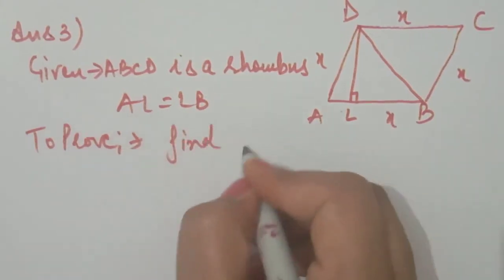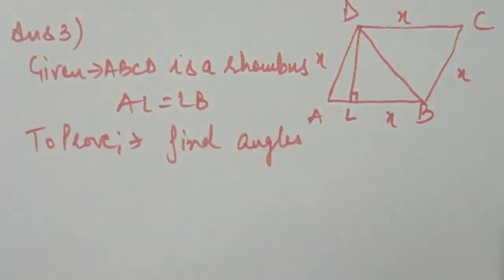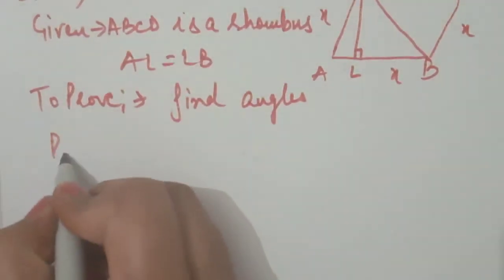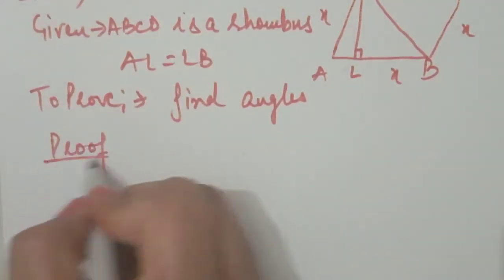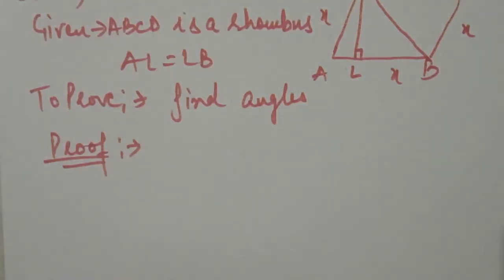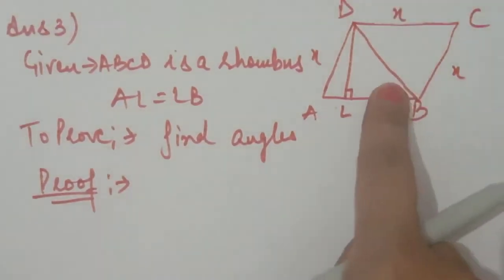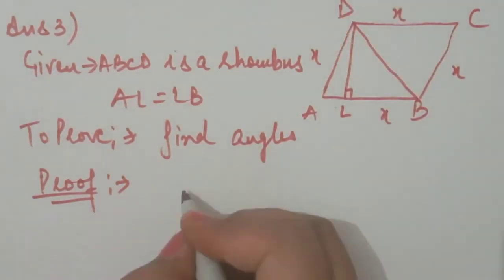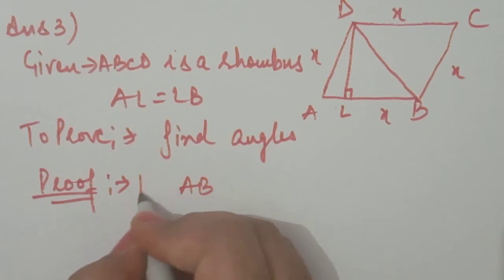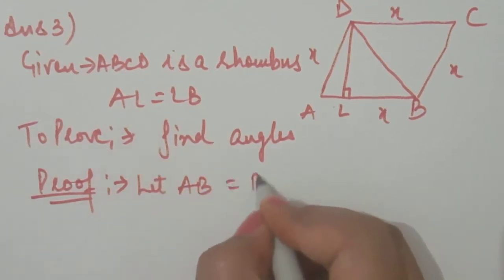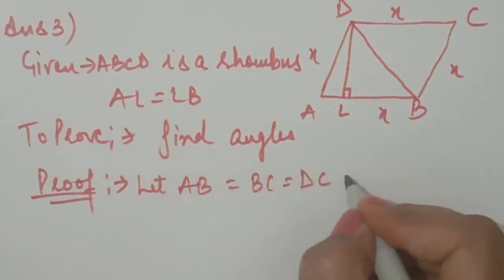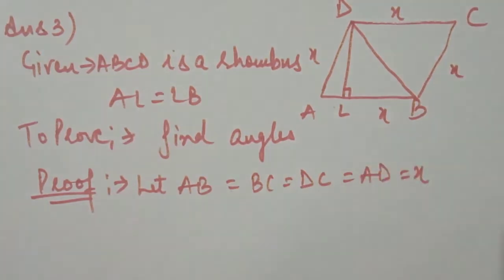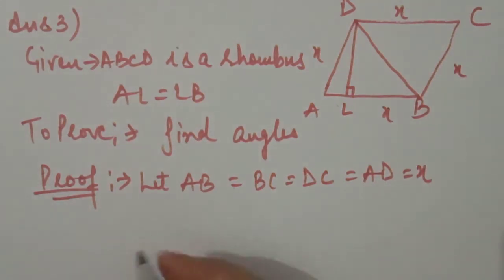Find angles. So students, we will start our proof. Let this rhombus have all sides equal. We let the measurement of all sides AB, BC, CD and AD be equal to X. And now we have already joined the diagonal.